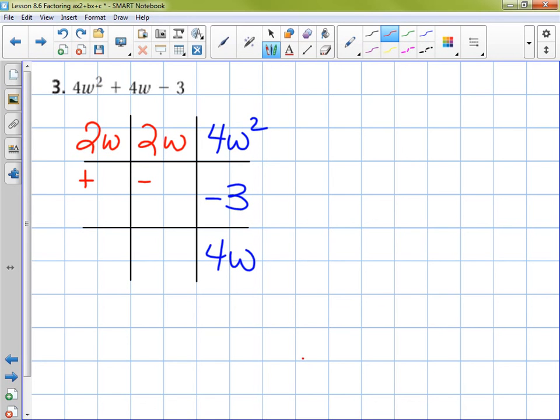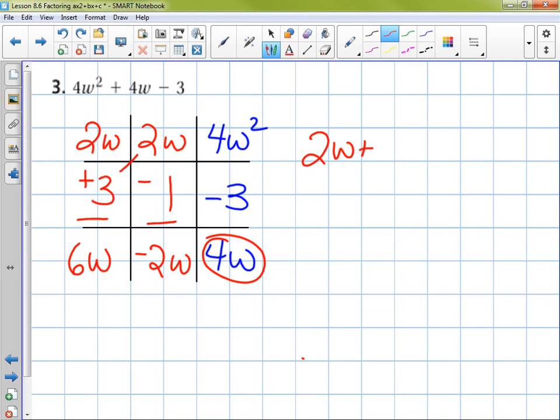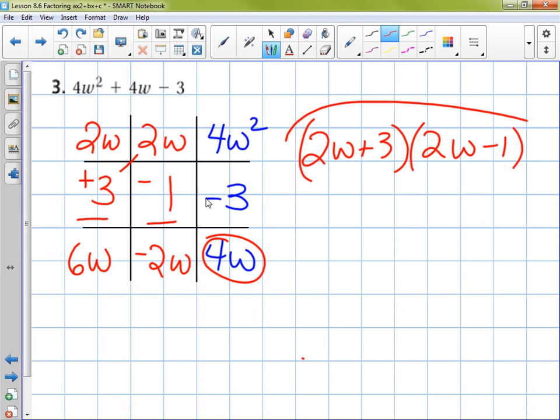Now the trick is, since the last term is positive, the bigger number between the positive and the negative should be positive. So I'm going to put 3 here and negative 1 here and just try it. When I cross multiply, 3 times 2 is 6w, 2 times negative 1 is negative 2w, and when I add them together, 6w and negative 2w, I get positive 4w, so it worked. So the answer is 2w plus 3 and 2w minus 1.